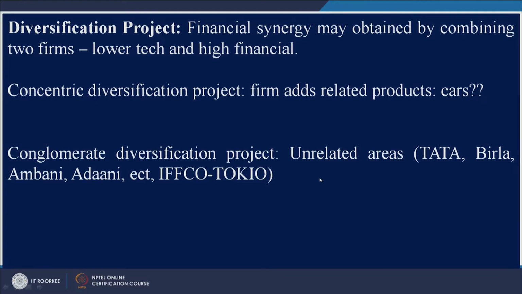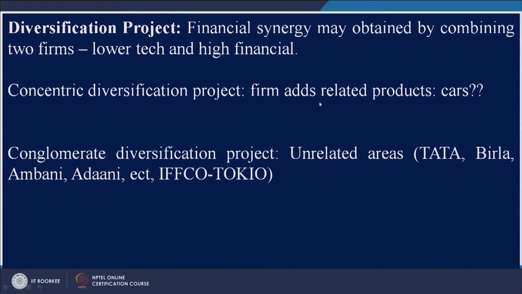Then you have got diversification project. Let us say there are two businesses, one is having lots of cash but does not have technical expertise, the other business has got lots of technical expertise but does not have cash. Both of these businesses can come together. That is nothing but a kind of diversification project. Diversification can be in similar areas or in dissimilar areas. When it is in similar areas, it is called concentric diversification project.